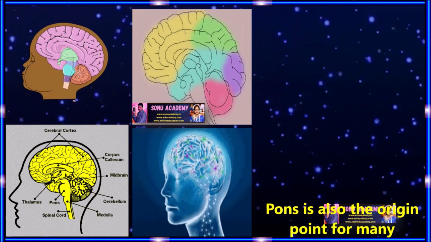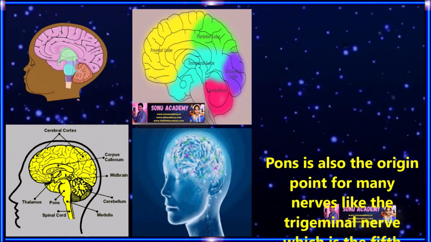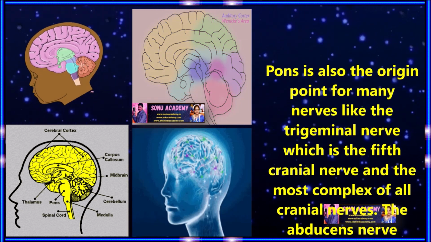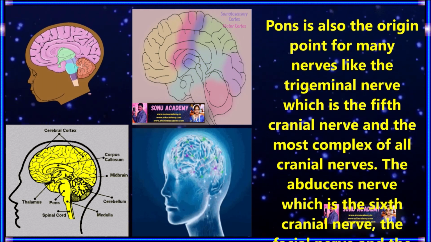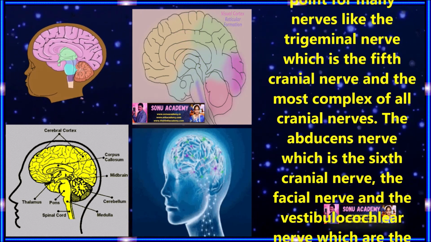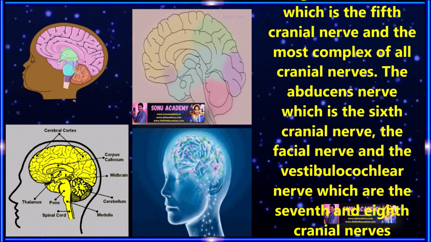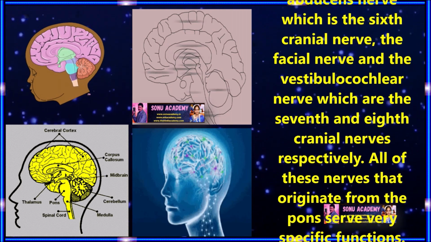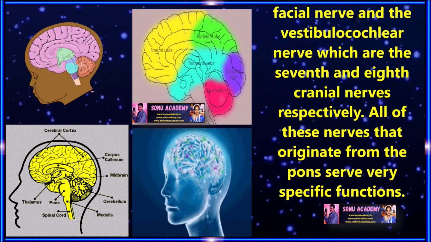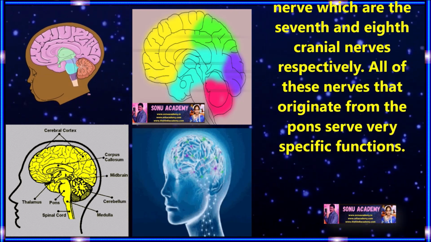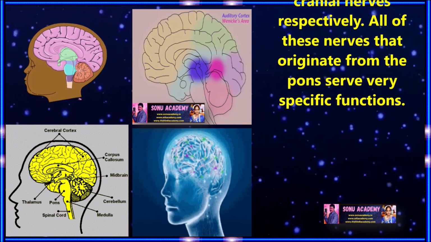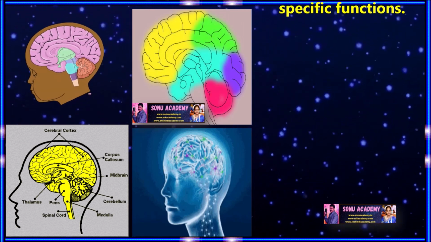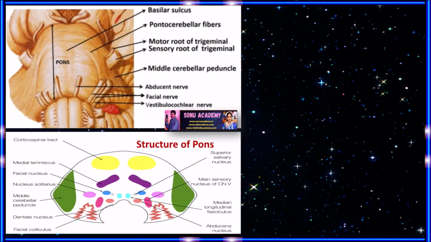Children, let us discuss the structure of the anterior pons. The anterior pons is also the origin point of many nerves, like the trigeminal nerve, which is the fifth cranial nerve and the most complex of all cranial nerves. The abducens nerve, which is the sixth cranial nerve, the facial nerve and the vestibulocochlear nerve, which are the 7th and 8th cranial nerves respectively. All of these nerves that originate from the pons serve very specific functions.